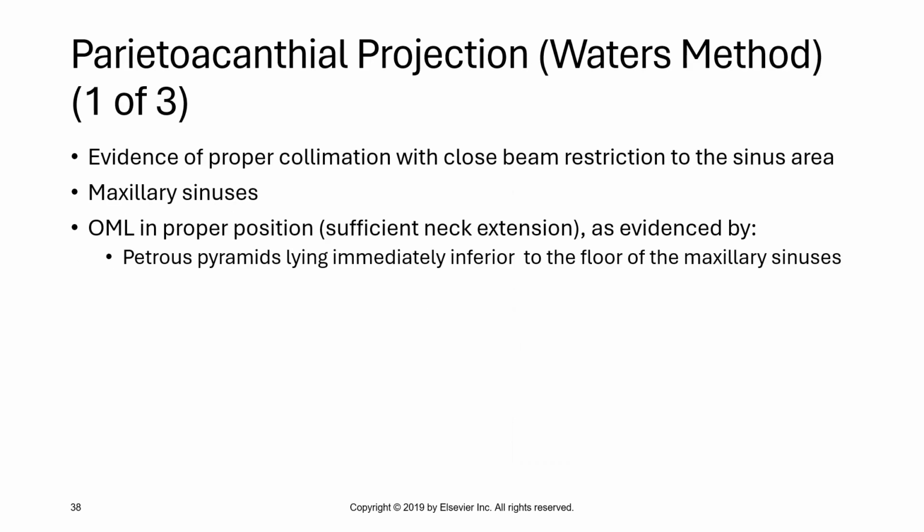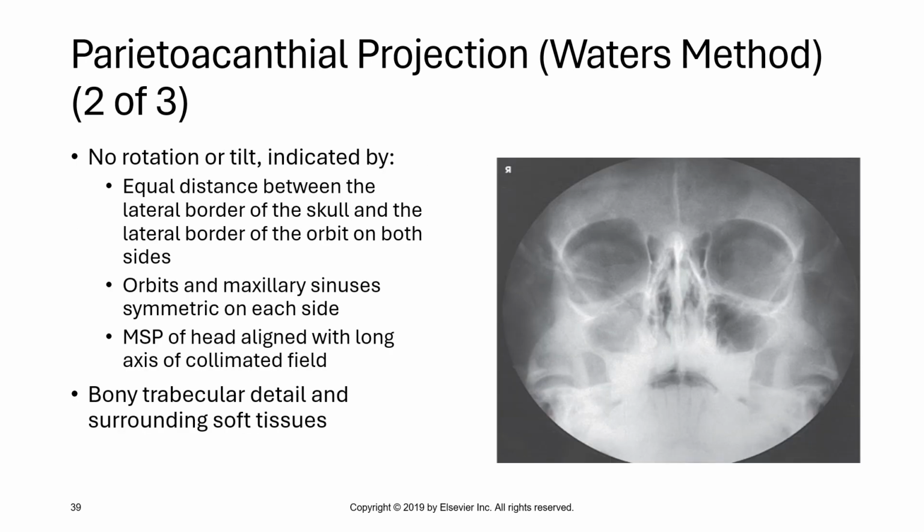For the Waters method, maxillary sinuses on display, free of superimposition by petrous pyramids. If the petrous pyramids are on top of the lower part of the maxillary sinuses, you didn't tip their head back far enough. Okay, so this is a proper tipping. We can see the petrous pyramids are roughly at the occlusal plane down there and free of the maxillary sinuses.